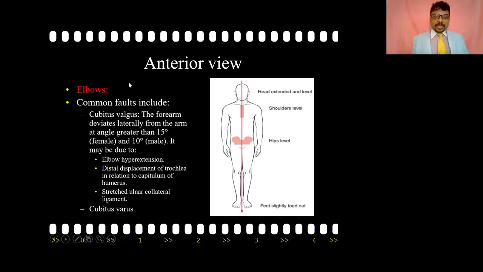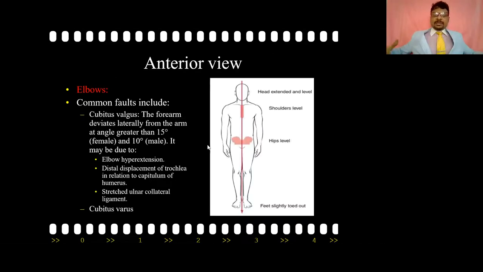Then we also have to check the elbows. For any abnormality in the elbow, the common fault is cubitus valgus. Here the forearm deviates laterally from the arm, at an angle greater than 15 degrees in the female and 10 degrees in the male. So while walking, it goes into cubitus valgus, like a carrying angle we have to check.